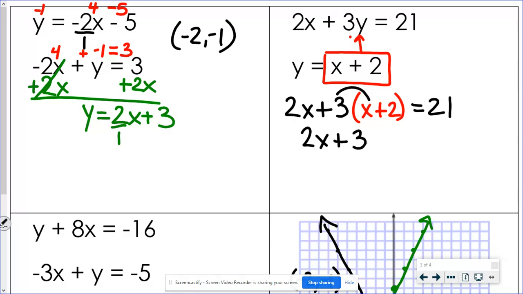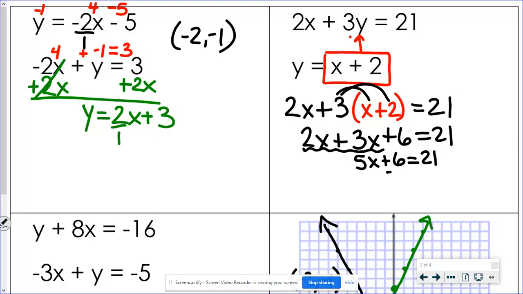Doing my distribution, I'm going to get a 3x plus 6, and these two go together, so I've got 5x plus 6 equals 21. So let's subtract the 6, and I get that 5x equals 15, and divide by 5. So the x is going to be 3.